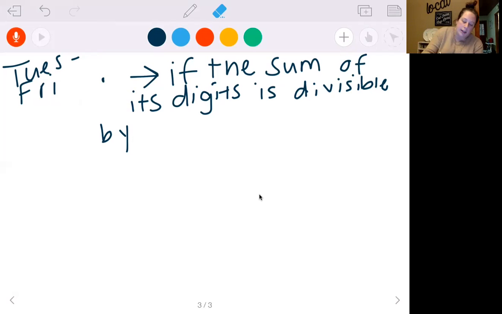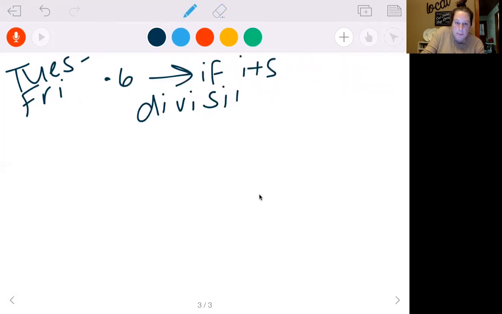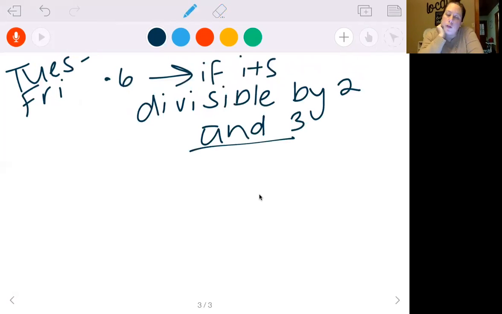So the last one is by 6. So let's do that one real quick. It says it's divisible by 6 if it's divisible by 2 and 3. So the reason 6 is last is because you can check 2 and 3 in your chart first. If you can say that it's divisible by 2 and it's also divisible by 3, then it is divisible by 6. So it has to be divisible by both. It can't be just one.